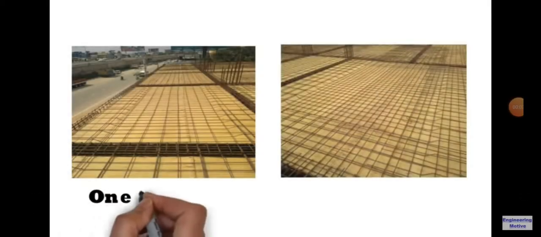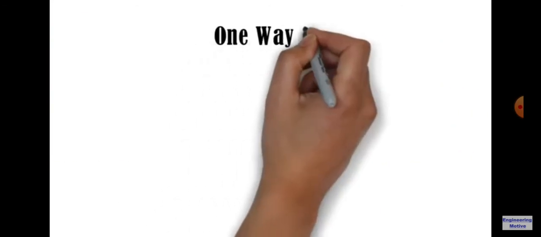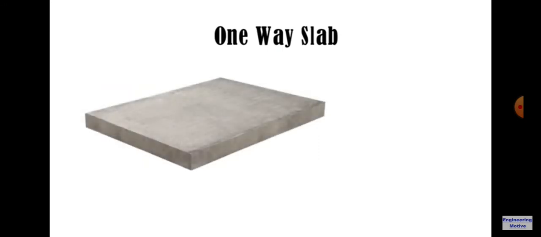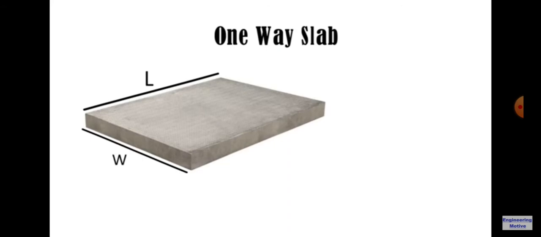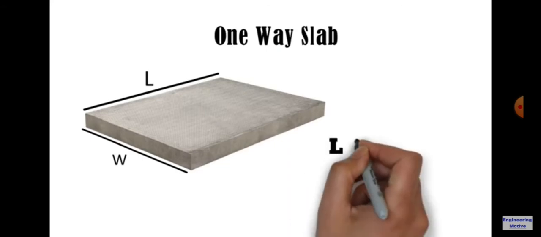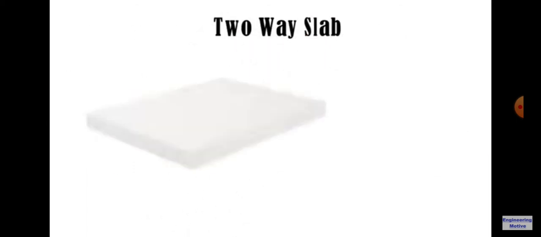So today we are going to see about the one-way slab and two-way slab. What is the difference between these two? So what is one-way slab? In one-way slab, we can see the length in the longer span and the width W in the shorter span. So L by W, longer span by shorter span, should be greater than or equal to 2. We call it a one-way slab.